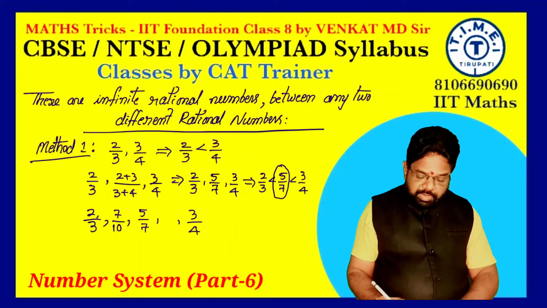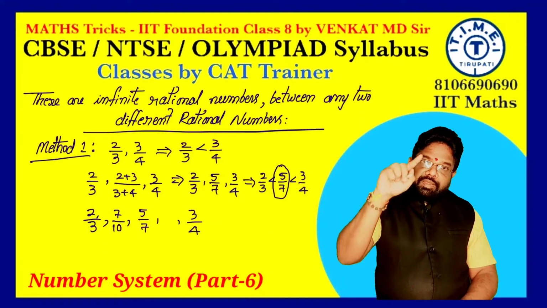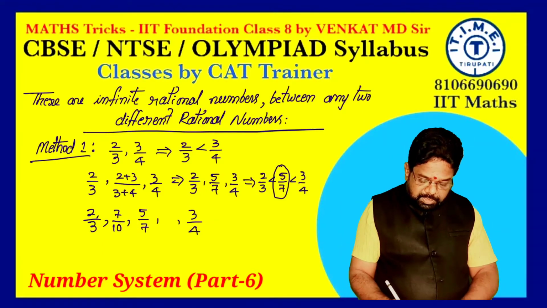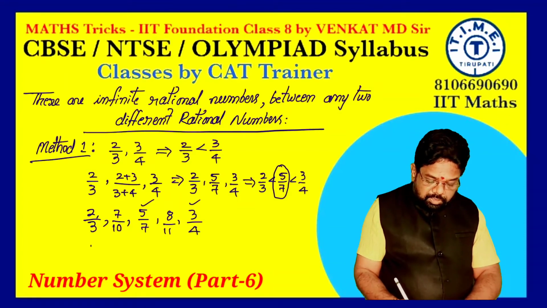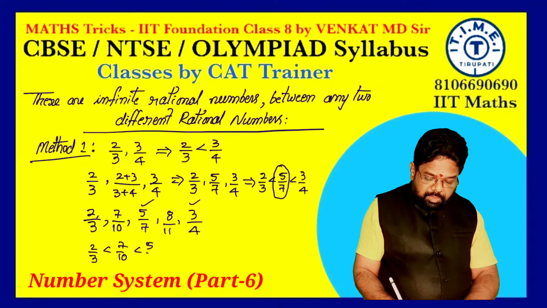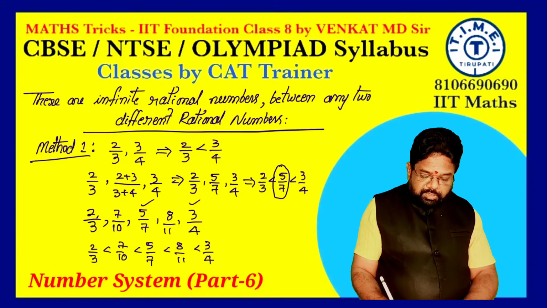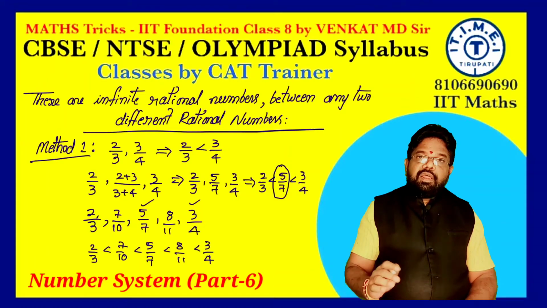Okay, in a similar way here also we can arrange one fraction by taking the sum of numerators, 5 plus 3, how much? 8, by 7 plus 4, 11. It is also in order now. By observing, all of these are in order. See here, 2 by 3 is less than 7 by 10, which is less than 5 by 7, which is less than 8 by 11, which is less than 3 by 4. Check whether it is correct or not, whether it is in order or not.